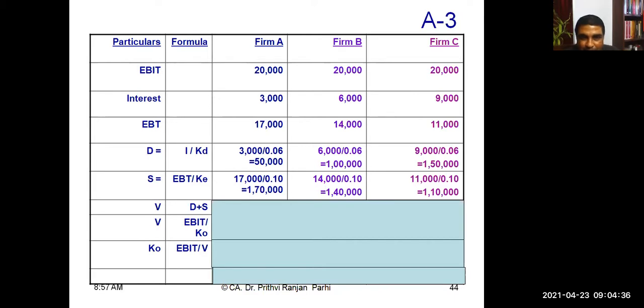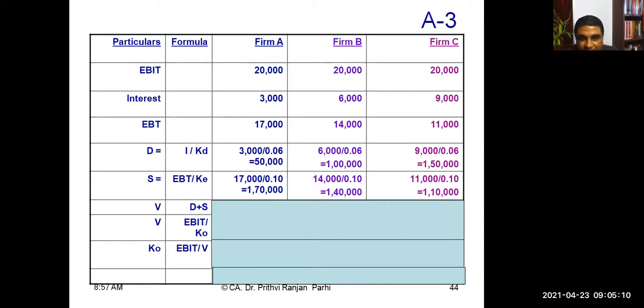Now, what is the value of the firm? Is there any doubt? No. Okay. What is the value of the firm? Can you compute? There are two ways of computing it. Value of the firm is equal to D plus S. And you also know that value is equal to EBIT by KO. KO is not given to us. We will find it out by using that formula.